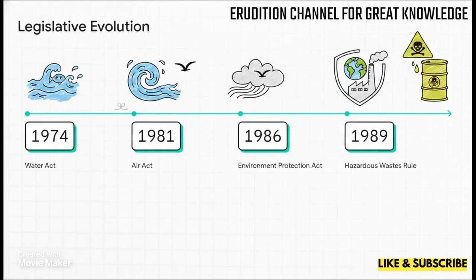To help you anchor the years in your memory, let's just walk through this chronological progression. It all starts with the Water Act in 1974. Then we move forward to the Air Act in 1981. Next is that primary framework we literally just talked about, the Environment Protection Act in 1986. And finally, the Hazardous Waste Rule in 1989. Understanding this timeline is key because it reveals exactly how the audit requirement gets triggered for your future clients.